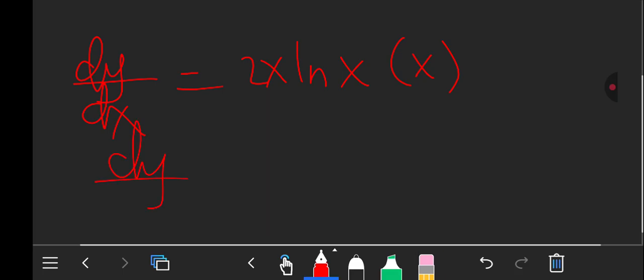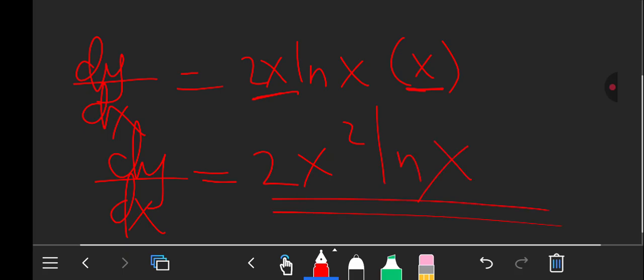So dy over dx will be equal to 2x ln x, then this x can multiply with this 2x, not with the ln x. So 2x multiplied by x will be 2x squared, then ln x. So this is how you can solve questions on calculus using the product rule.